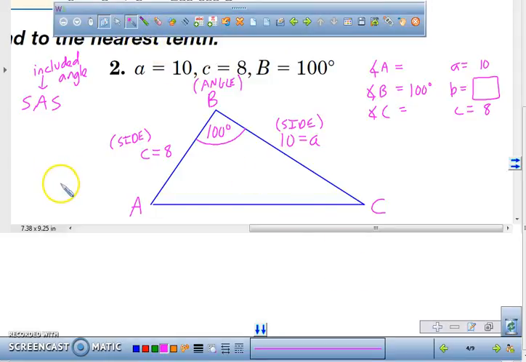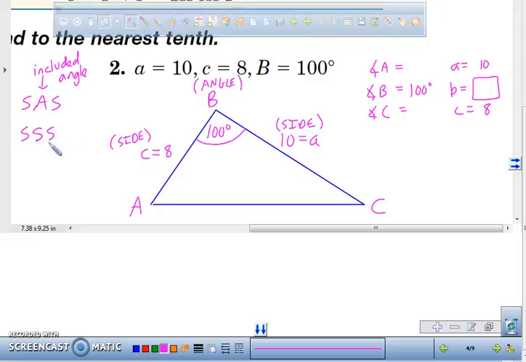What was the other scenario that we did yesterday? You had all three sides. So if you have all three sides, use the law of cosines. Now, since we're looking for lowercase b, that's what we're going to start out with. I want you guys to write the formula. B squared equals a squared plus c squared minus 2ac cosine of capital B.